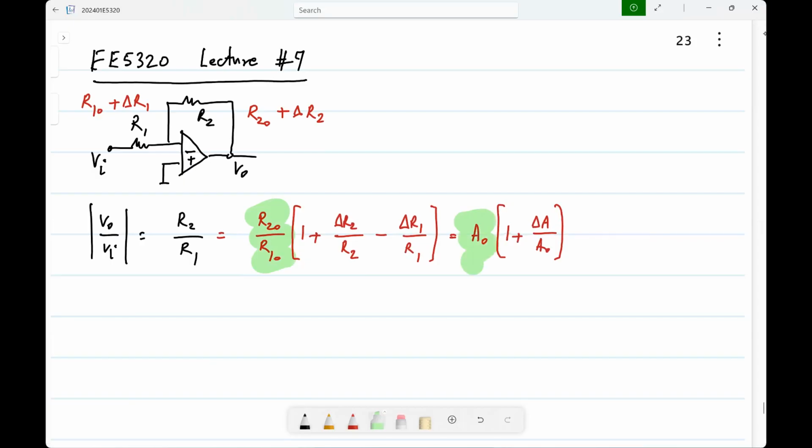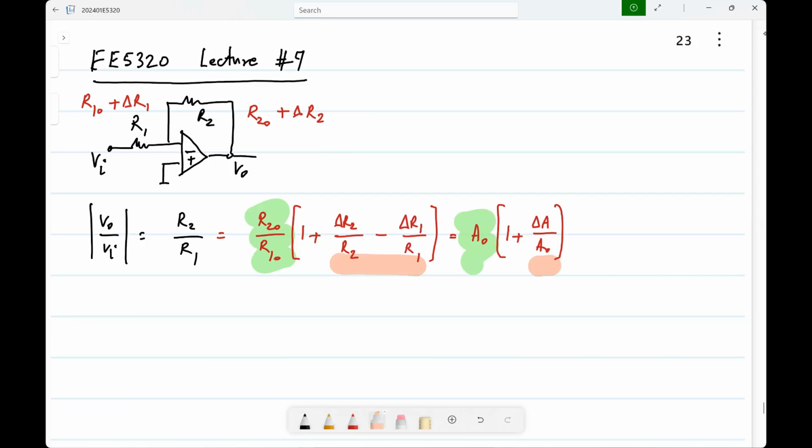Okay. And the delta A by A naught is related to that. Okay. This is a simple circuit, and in this case, the relative error in the gain, delta A by A naught, is related to the relative error in the resistors. In fact, for most of the cases, we'll see that it's the relative error that is described. Okay.